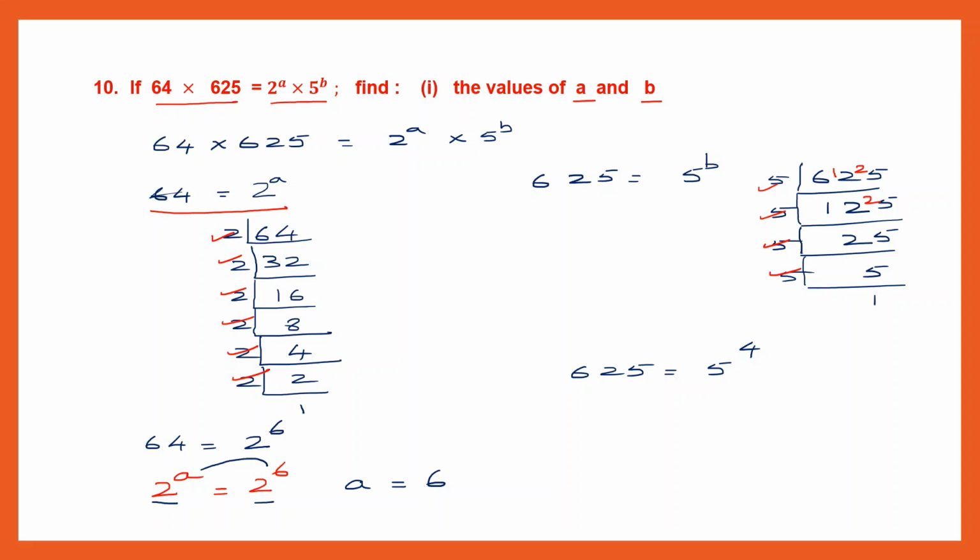And here we know that 625 is equal to 5 raised to the power of b. That means 5 to the power of b is equal to 5 to the power of 4. The base is the same. That means b is equal to 4. So we have found the value of b. b is equal to 4. So a is equal to 6, we found the answer, and b is equal to 4.